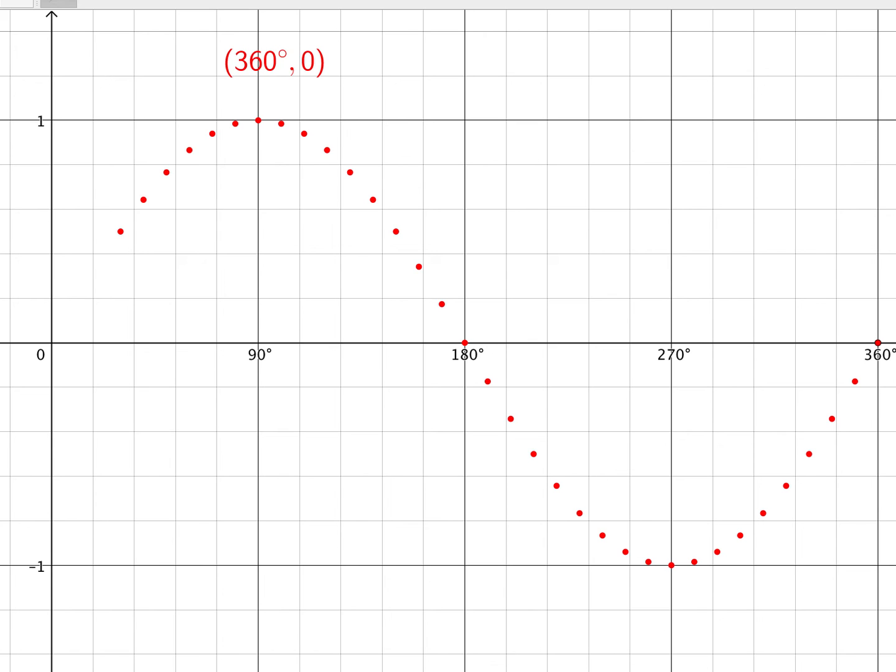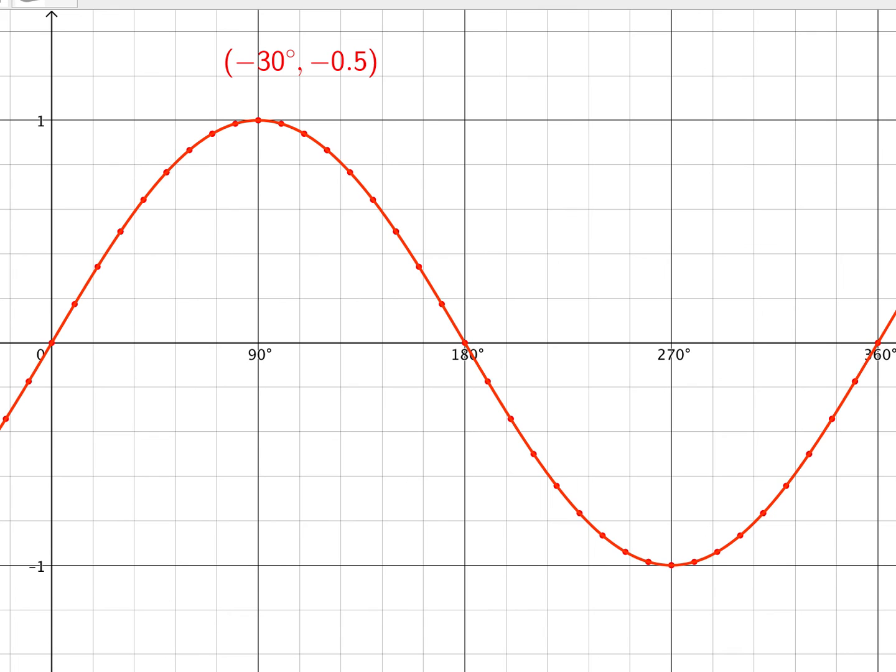Now, if I were to run it back, I could do it all into the negatives as well. This has made a sort of S-shaped curve. It's a sine wave, it's called. And if you show the graph, it would look like that. So that graph is the graph y equals sine x.